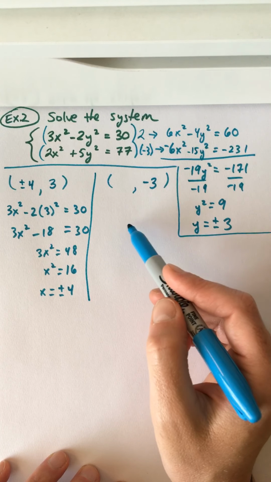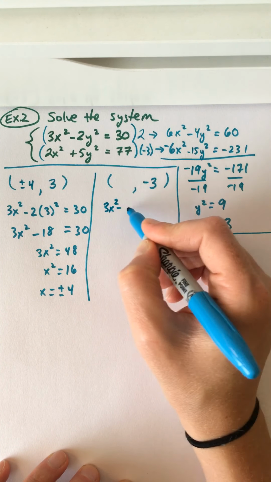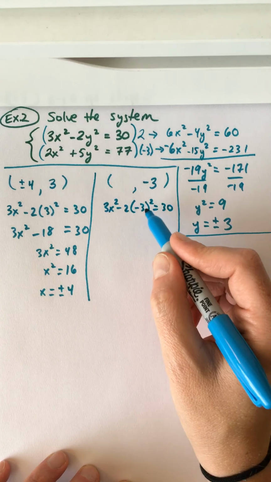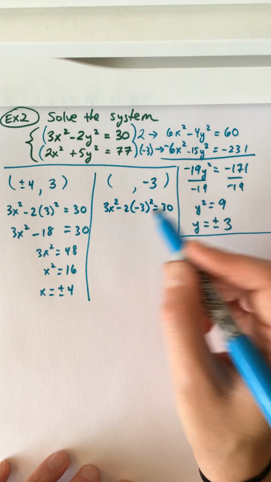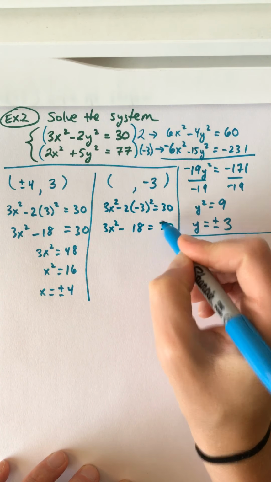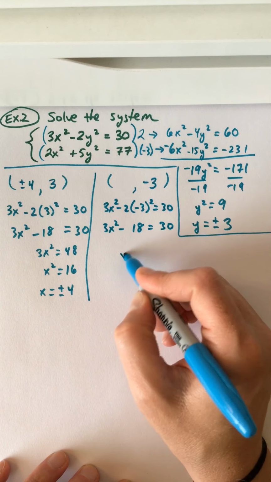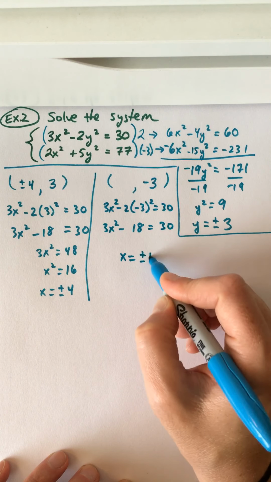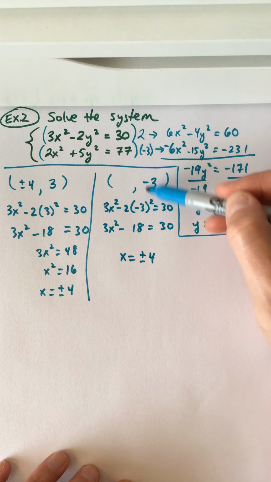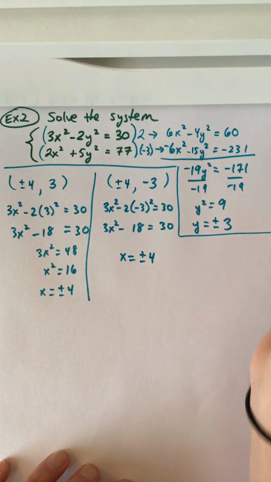We can go through that same process when y equals -3. 3x squared minus 2 times -3 squared equals 30. Well, -3 squared is 9. 9 times -2 is -18. And so we can see that we're at the exact same point in the process. So skipping ahead, we get x equals positive or -4 again. What this means is when y is -3, x can be either positive or -4.